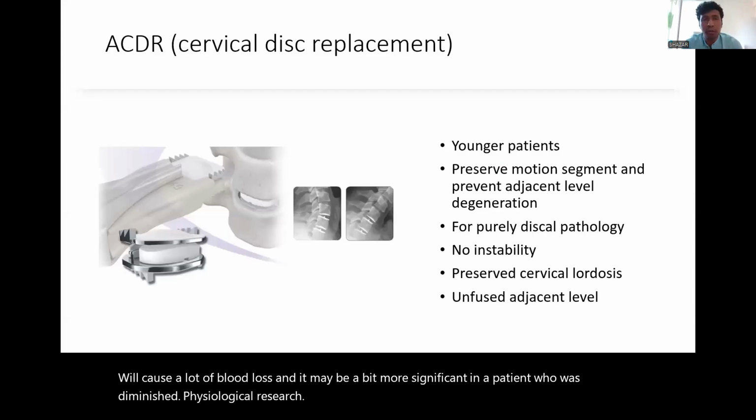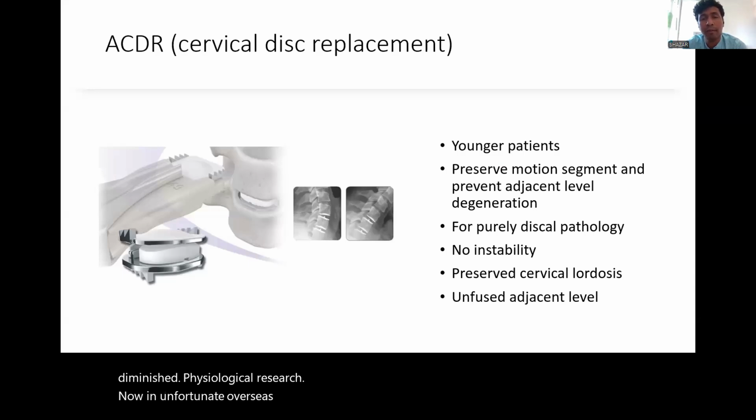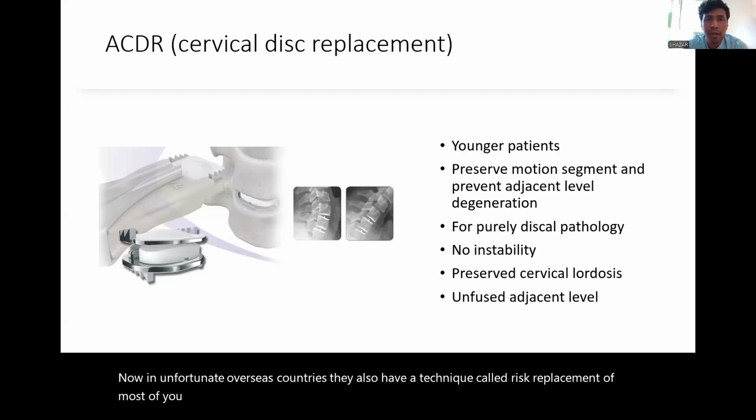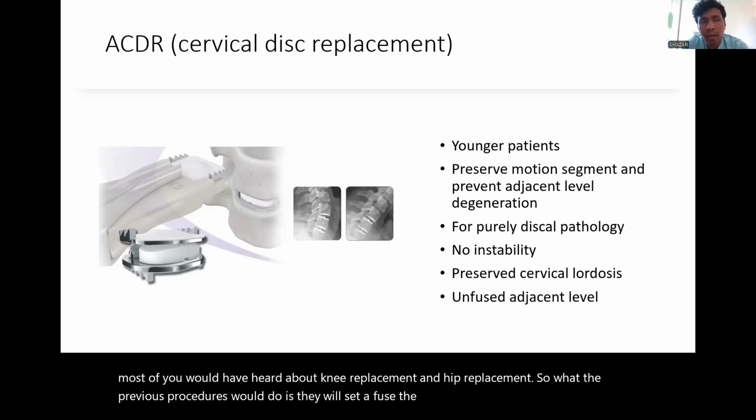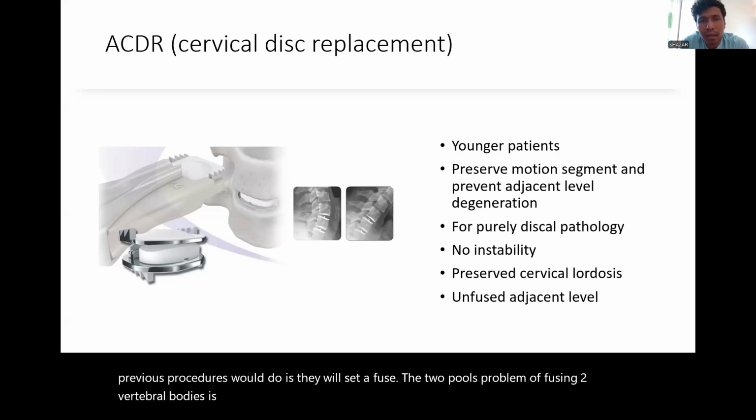Now, in unfortunate overseas countries, they also have a technique called disc replacement. Now, most of you would have heard about knee replacement and hip replacement. So what the previous procedures would do is they will sort of fuse the two bones. The problem of fusing two vertebral bodies, especially in a very young individual, is that now you've got a long spinal column which has mobility at every single level. So this has to be quite synchronous.